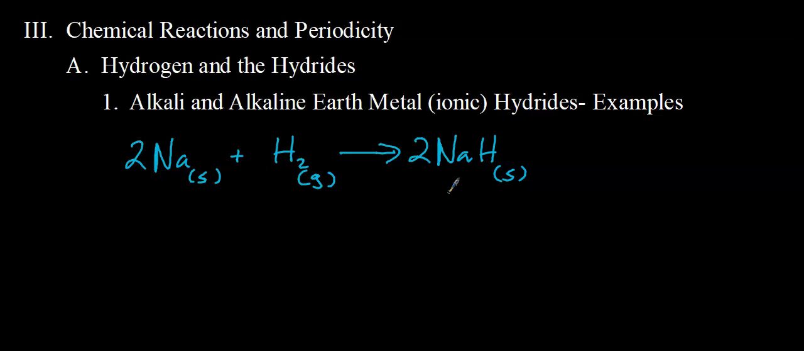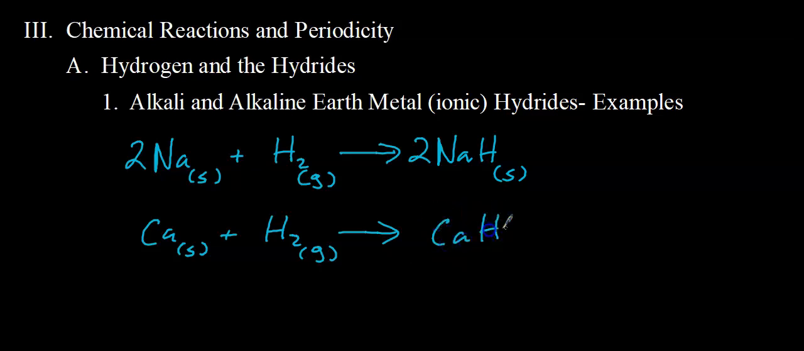So this is a pretty basic synthesis reaction. Potassium would react with hydrogen the same way to make potassium hydride. Let's look at an alkaline earth metal, say calcium. So again, we just have a synthesis of a binary ionic compound. So we get calcium hydride. Pretty simple. So just know that metals can react with hydrogen to form what are called hydrides.